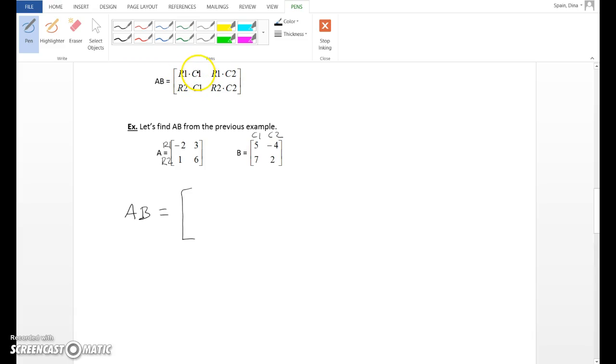Row 1 dotted with column 1. Row 1 with column 1. I'm going to write this out. That was negative 2 times 5 plus the 3 times 7. We went across row 1 of A and dotted it with column 1 of B. Let's move over here to the 1, 2 position. Row 1 dotted with column 2. The same row 1, so let's start with negative 2, this time dotted with column 2. Negative 2 times negative 4 this time.